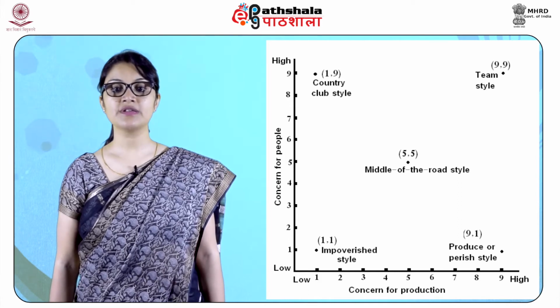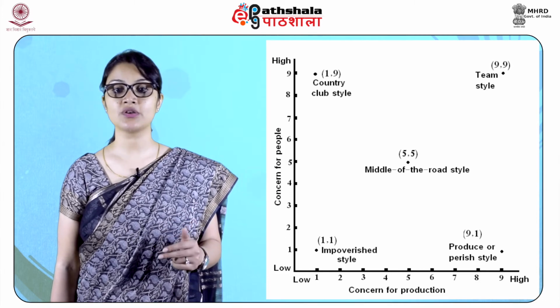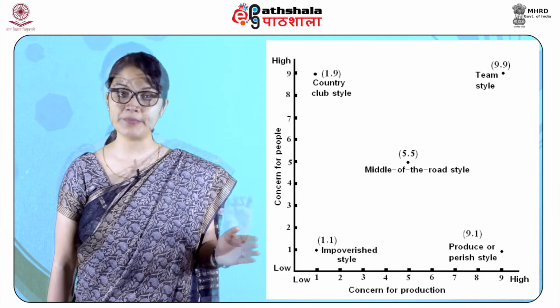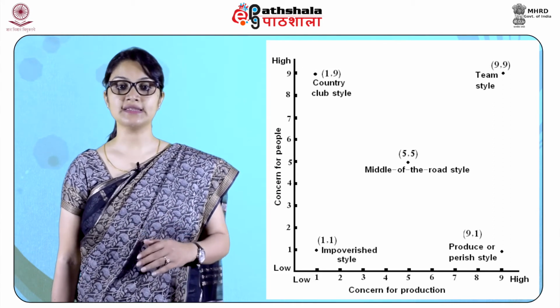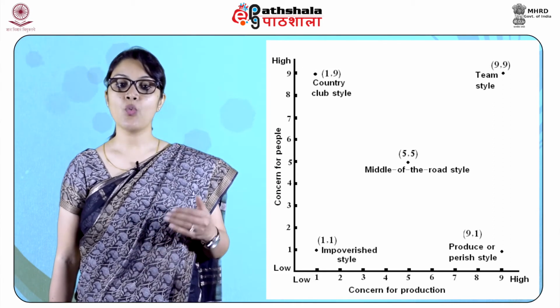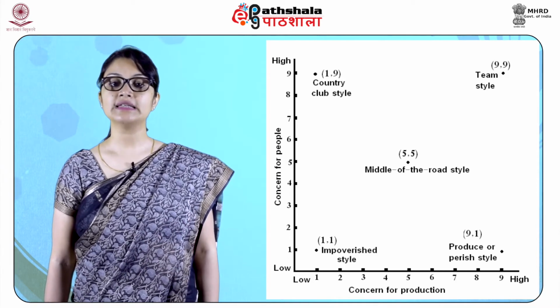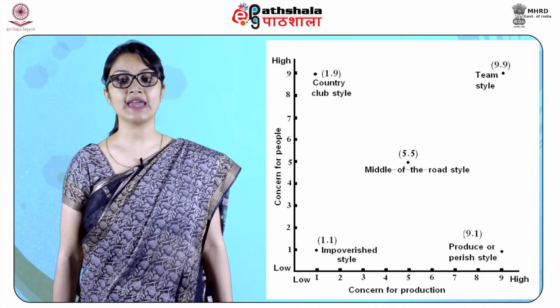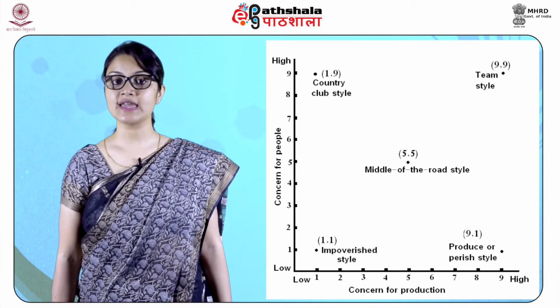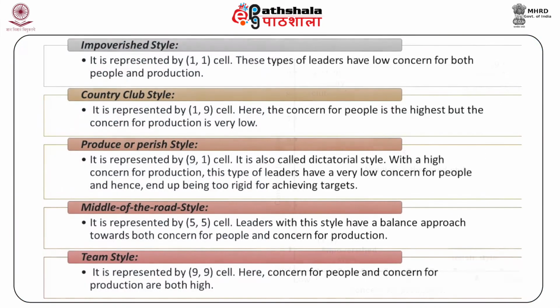Blake and Mouton represented leader behavior along two dimensions of concern for people and concern for production. Scores on each axis ranged from 1, which is low, to 9, which is high. Since it is a 9 by 9 matrix, it created 81 different cells, each representing a different leadership style. It results in the following leadership styles.